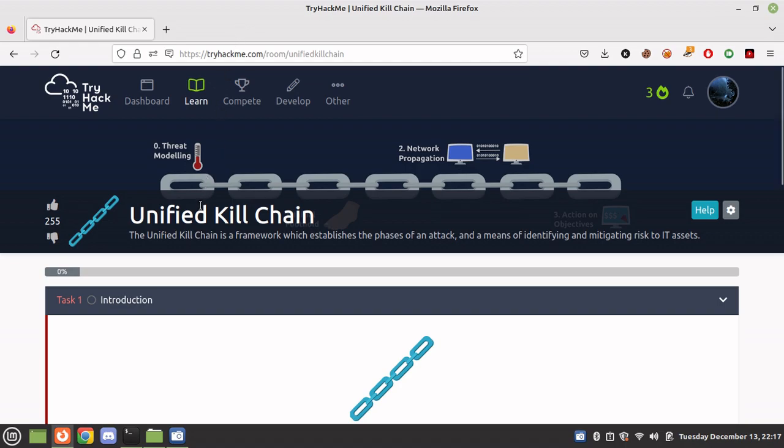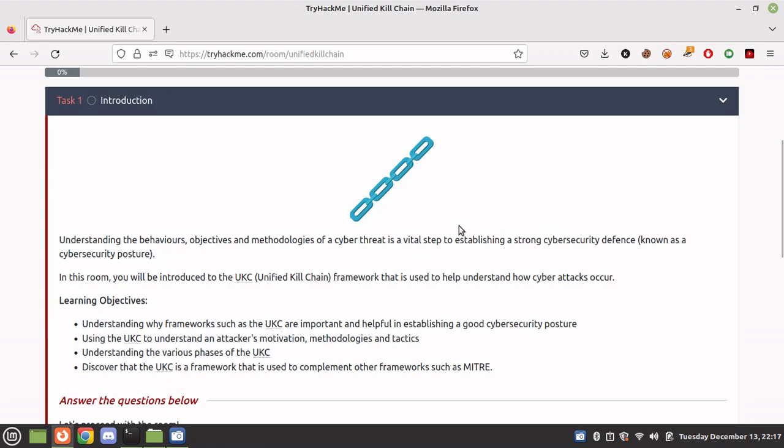So basically, what is the Unified Kill Chain? The Unified Kill Chain is a framework which establishes phases of attacks and a means of identifying and mitigating risk to IT assets. Now, first we have the introduction here. Understanding the behaviors, objectives and methodologies of cyber threats is a vital step to establishing a strong cybersecurity defense. Basically, it's all about how an attacker works, how you can stop it, and everything.